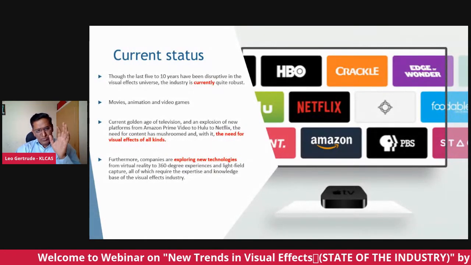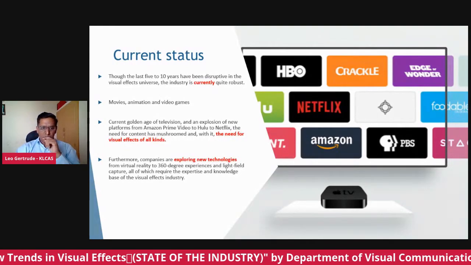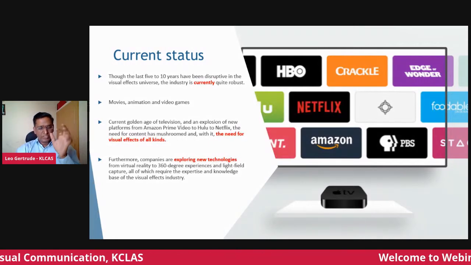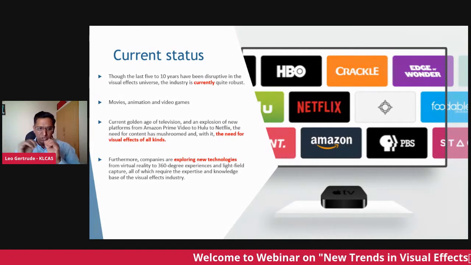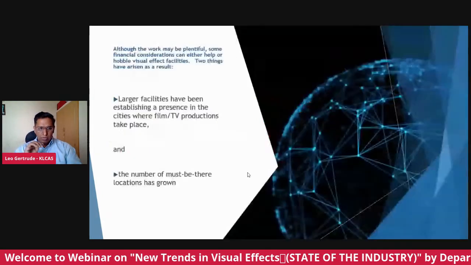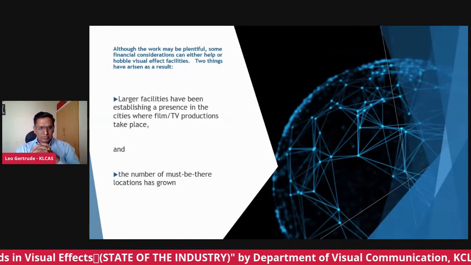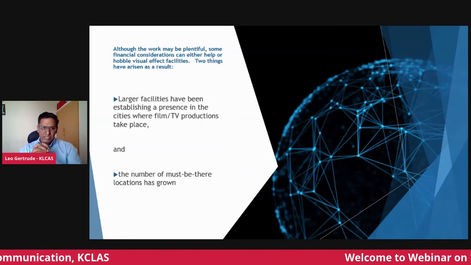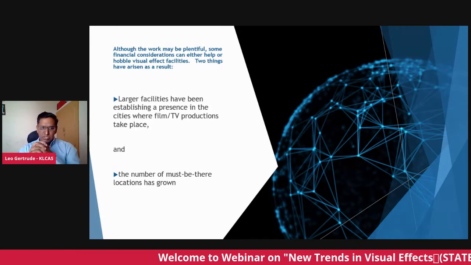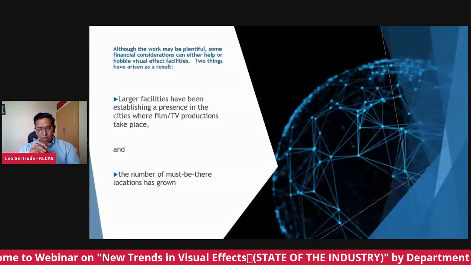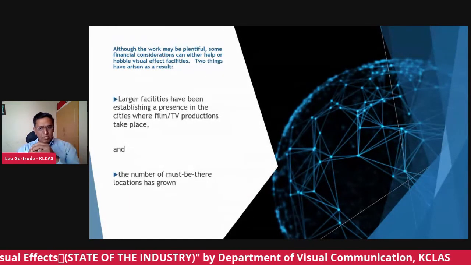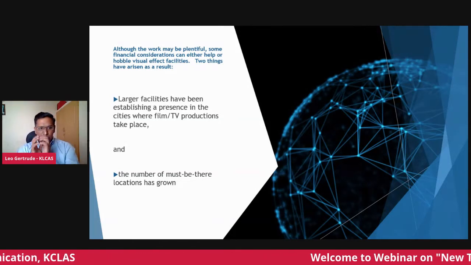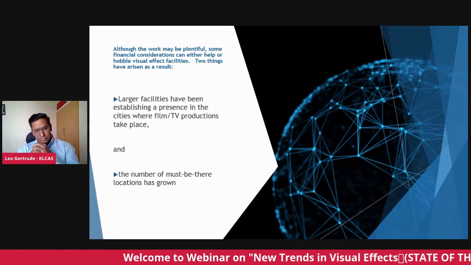So VFX has been used in this part of the industry also, and there is a need for adopting new technology. That's what we'll be looking at, how VFX is getting into the new part of technology. There are two things the media industry is looking at. Large facilities have been establishing a presence in the cities where film or TV production is taking place, like China or India, or even Hyderabad or Chennai, where VFX studios are coming up and putting up places.